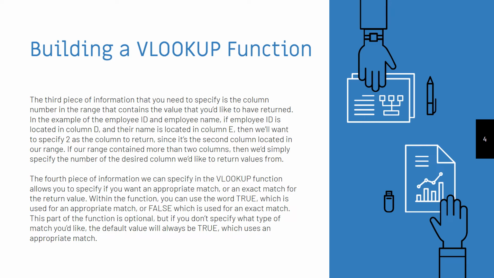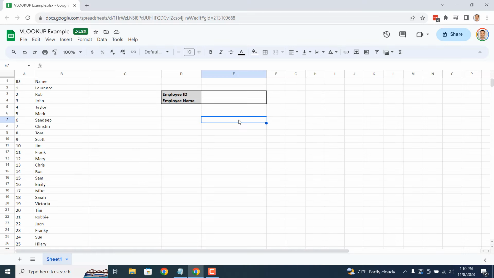Now that we've talked about what a VLOOKUP is, what it's used for, and what information is needed for it to work, let's put it into practice. As you can see here in Excel, I've created a spreadsheet that contains a list of employee IDs, their names, and then we have a field where we can specify the employee ID, and next to it, see the employee's name. In today's tutorial, we're going to create a VLOOKUP formula so the user of this spreadsheet can enter the employee's ID in the ID field and then have the employee's name automatically be returned in the field below.